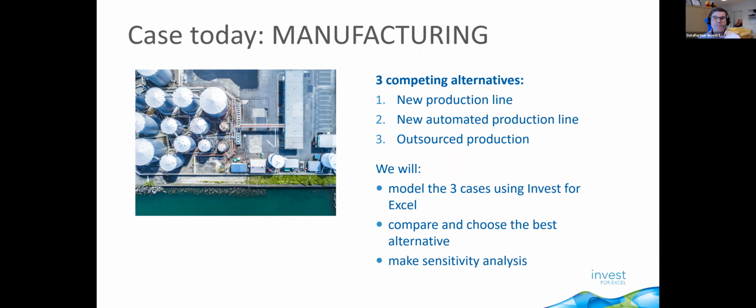The case today is a manufacturing case. We will make 3 calculations. We will model 3 competing alternatives. We will make a calculation for a new production line to increase capacity of production. And the alternative is to invest in an automated production line. And the third option is to outsource production. So we will model all these 3 cases using Invest for Excel.